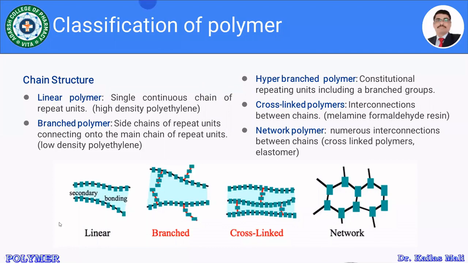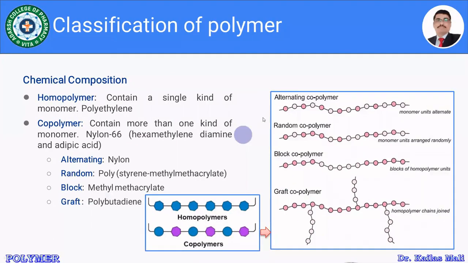According to chain structure, polymers can be classified into the linear polymer, branched polymer, hyper branched polymer, cross-linked polymers, and network polymers. So let us move towards the next class, that is classification of polymer according to chemical composition. According to chemical composition, the polymers can be classified as homopolymer or the copolymer. Furthermore, the copolymer can be classified into the alternating copolymer, random copolymer, block copolymer, and graft copolymer, isn't it?